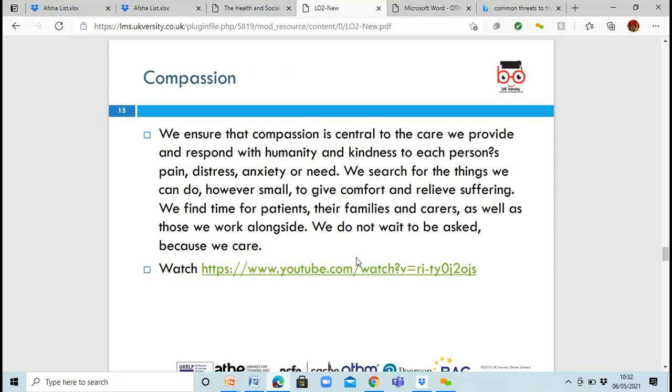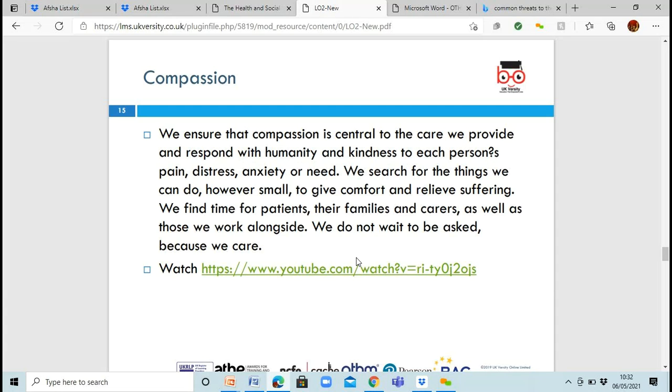And then compassion. So we make sure that we're compassionate. It's central to our care, and it shows how we respond. So we show humanity and kindness to people, especially when they're in pain or upset or in distress, they might be anxious. They might really just not want to be there and want to be at home. But for their health, they need to be there. So we're there to give them compassion that we know will comfort them.